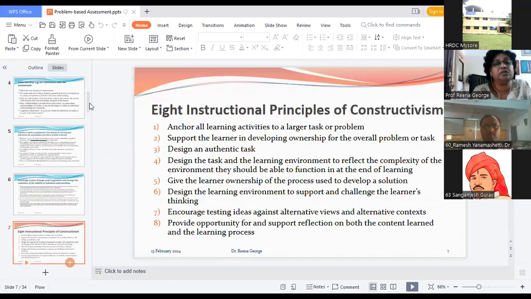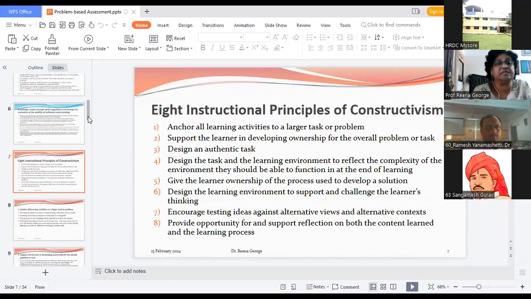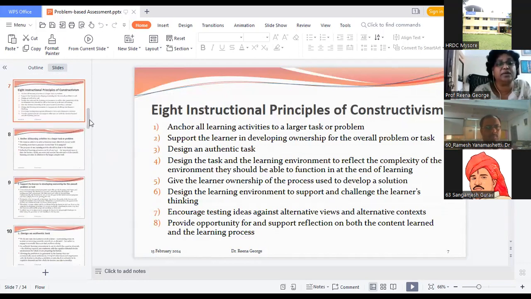Now I'll pass on to the instructional principles of constructivism. Without this base, I cannot go to problem-based learning. In these 8 principles, I'll just read through, and I've given detailed slides for that. Anchor all learning activities to a larger task or problem. Then support the learner in developing ownership for the overall problem or task. Design an authentic task. Design the task and the learning environment to reflect the complexity of the environment in which they should be able to function at the end of the learning.